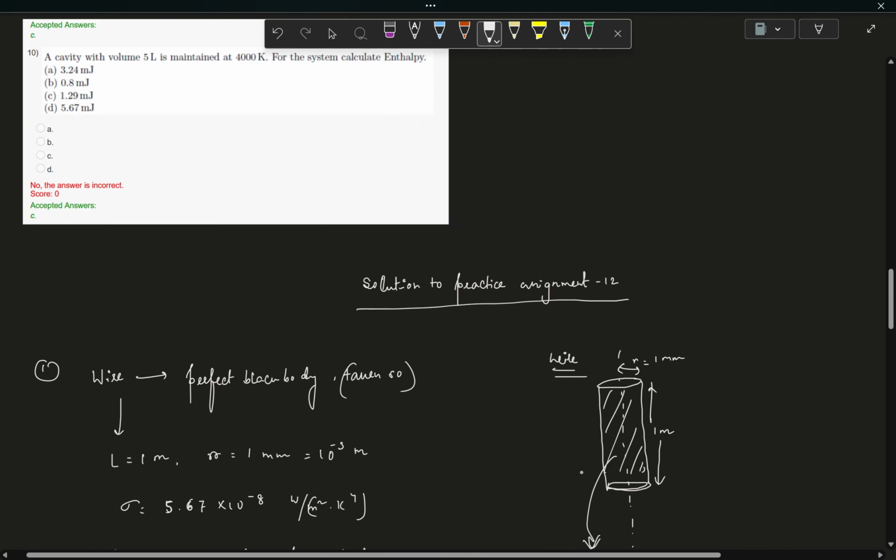So let's check. We are getting 3445, which is close to option number D. So option number D is the correct answer as well.